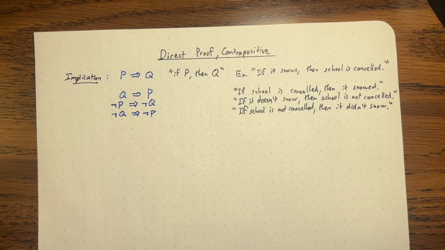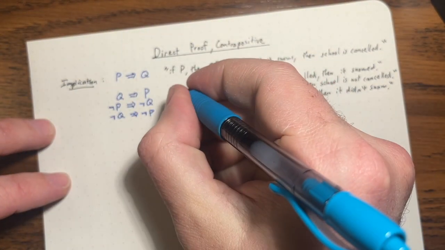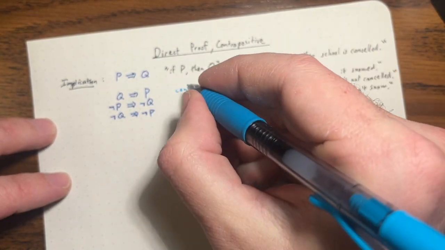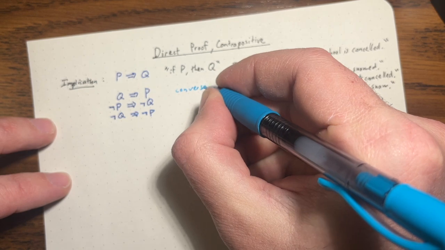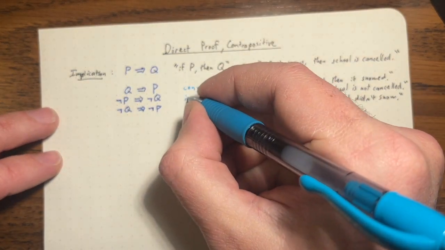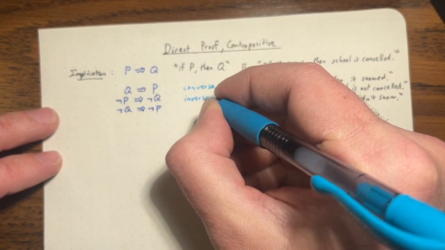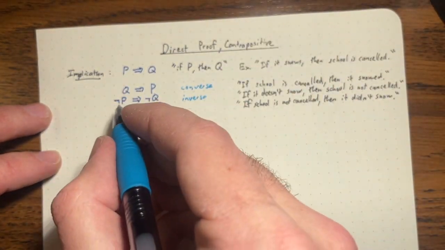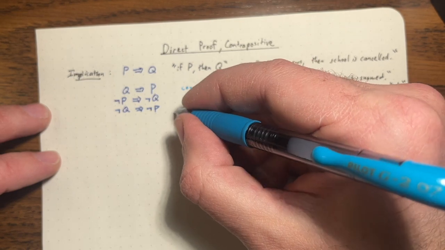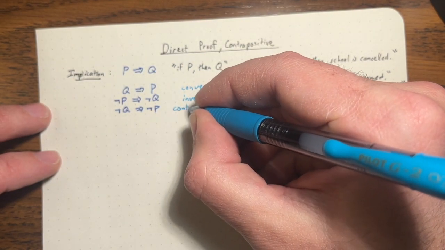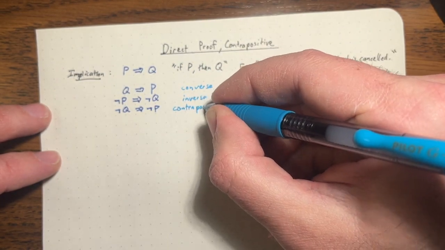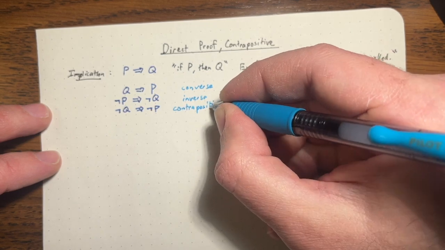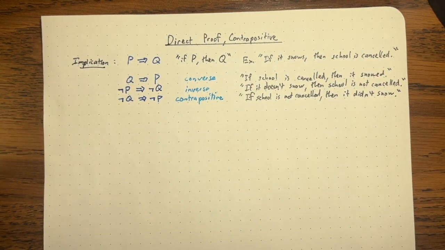All right, so we have 4 statements here. These all have names. So this one here is called the converse, if you just swap Q and P. This one is called the inverse, if you put nots on both of them. And this one, if you swap them and put nots, then you get the contrapositive.